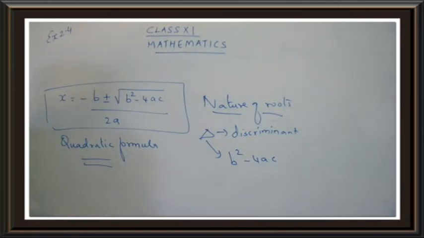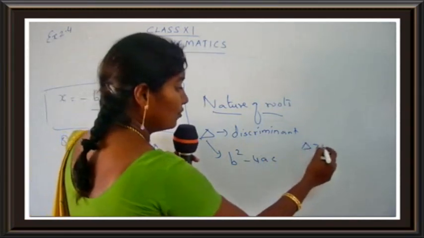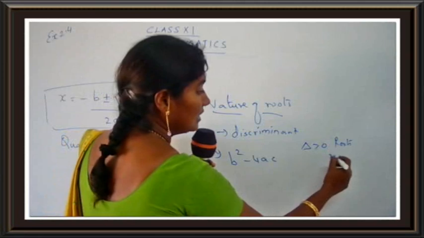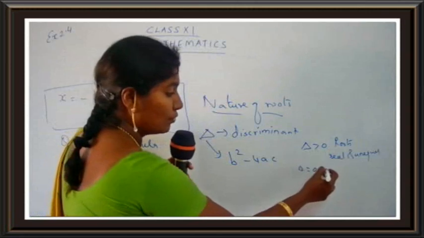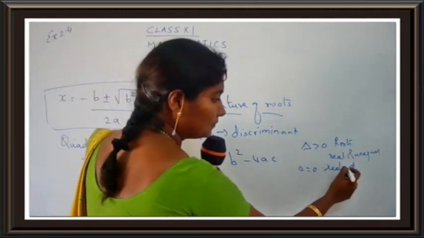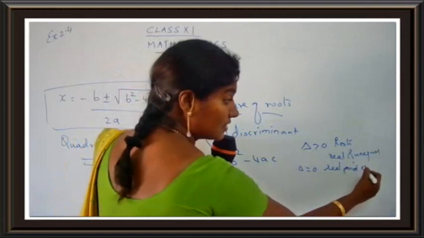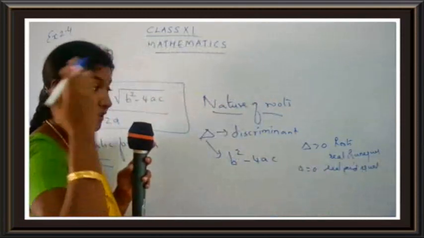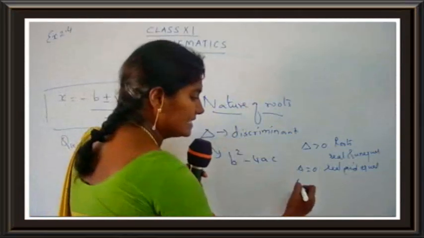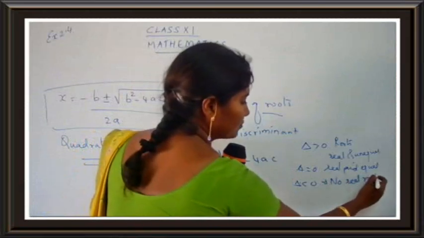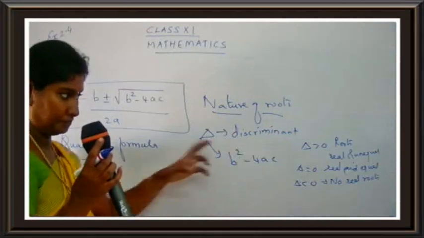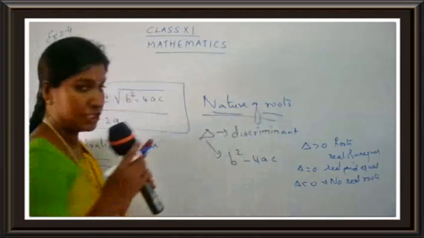And we had 3 different conditions. When is the root real and unequal? When is the root real and equal? Yes, so when delta is greater than 0, roots are real and unequal. Clear? When delta is equal to 0, real and equal. I hope you are just recollecting all the things that we have done. And when delta is less than 0, no real roots. So these are the points that come under the nature of roots.